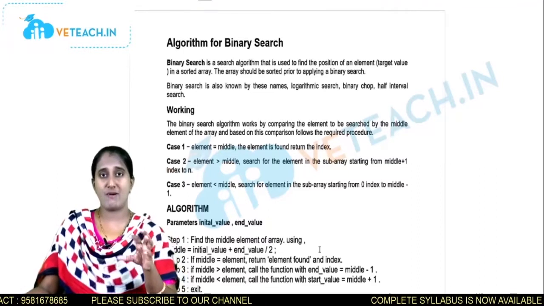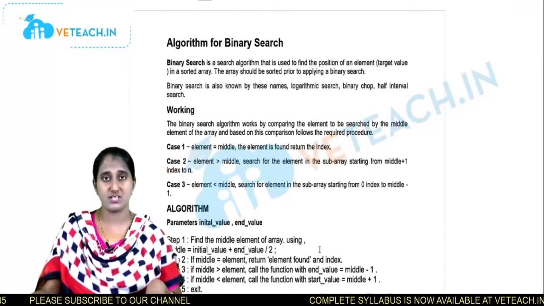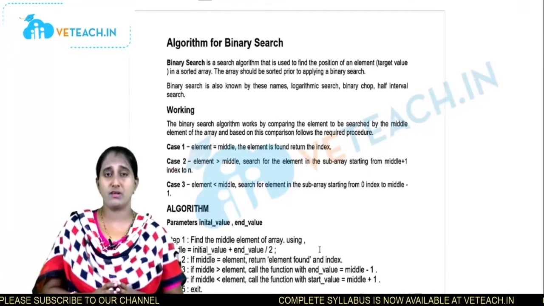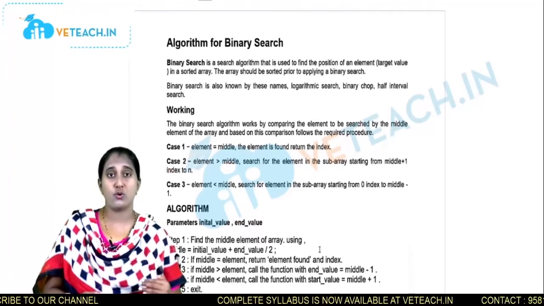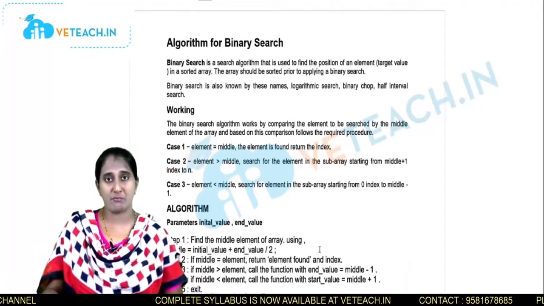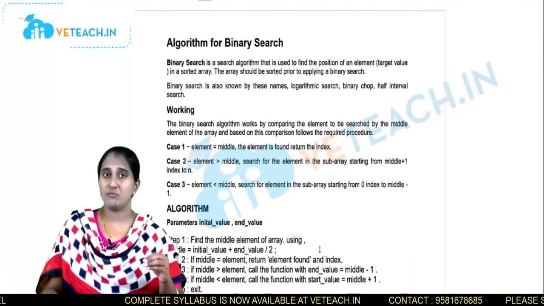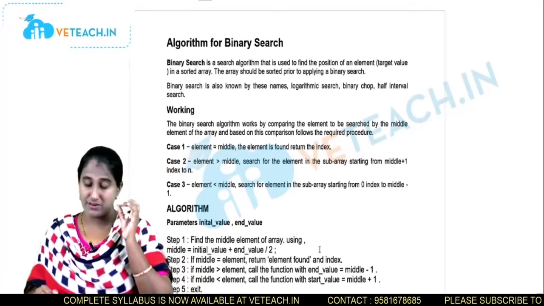Now in binary search, we can eliminate those n comparisons. It means that minimum comparisons will be taken here. Maximum comparisons are taken in the linear search, but in the binary search we can go for minimum comparisons. Okay, let us see how the binary search works.